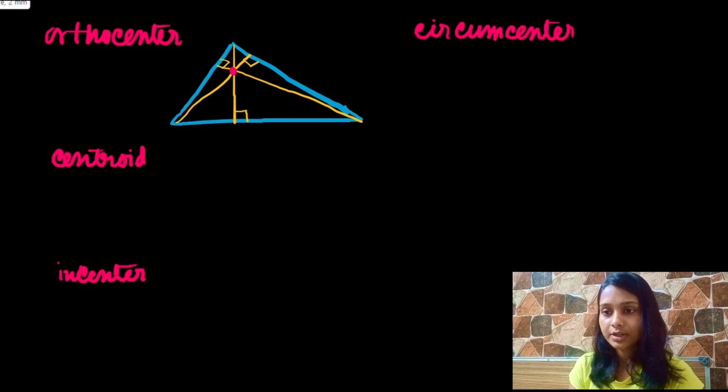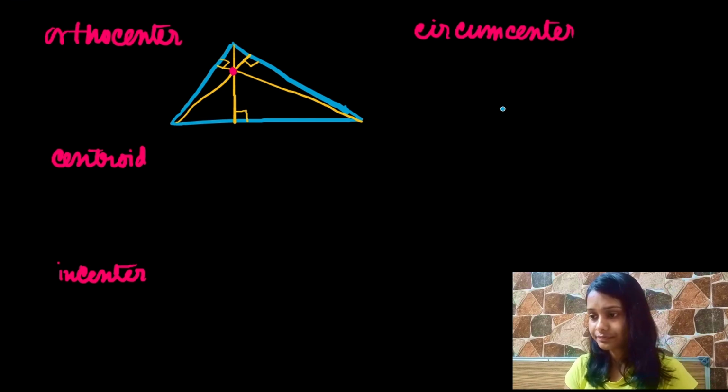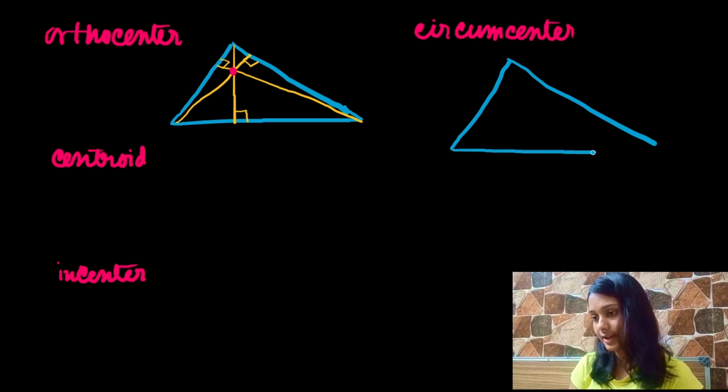Now moving to the circumcenter. Suppose we have a triangle like this again. So circumcenter is the center of the circumcircle of this. Circumcircle means the circle that passes through these three vertices, where the triangle is inscribed within the circle. So that is the circumcenter.